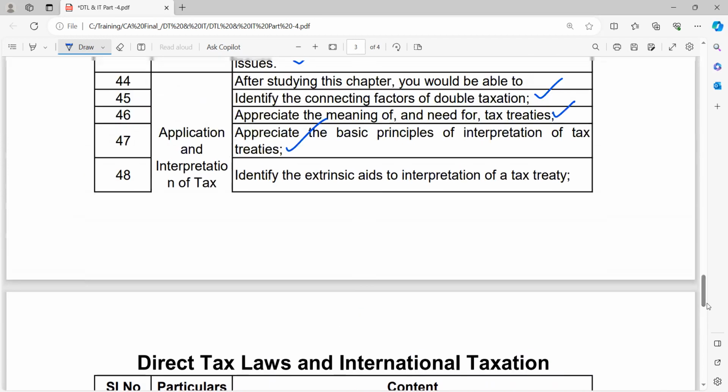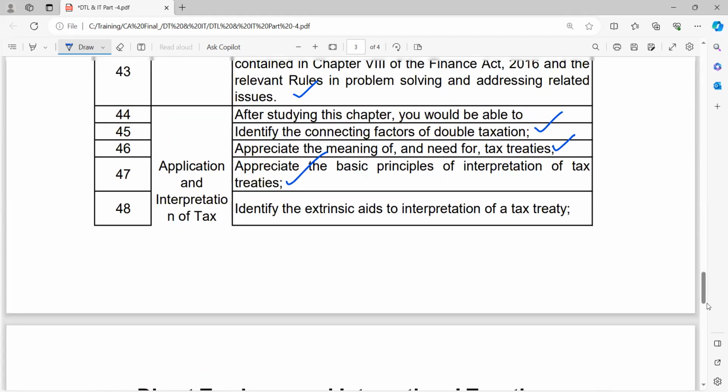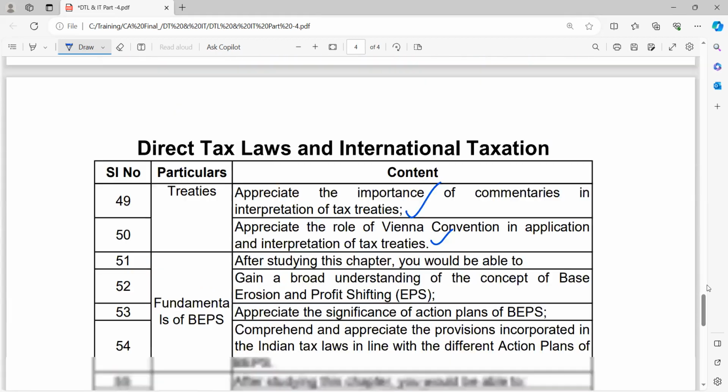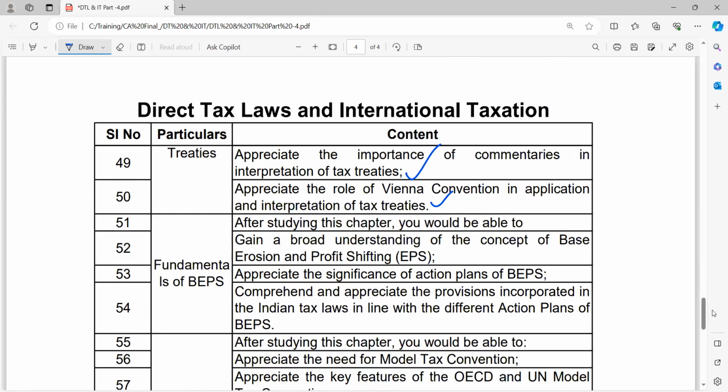So, from the chapter of application and interpretation of tax treaties, you can identify the connecting factors of double taxation. You can appreciate the meaning and need for tax treaties. You can appreciate the basic principles of interpretation of tax treaties. You can identify the extrinsic aids of interpretation of tax treaties. You can appreciate the importance of commentaries in interpretation of tax treaties. You can appreciate the role of the Vienna Convention in application and interpretation of tax treaties.